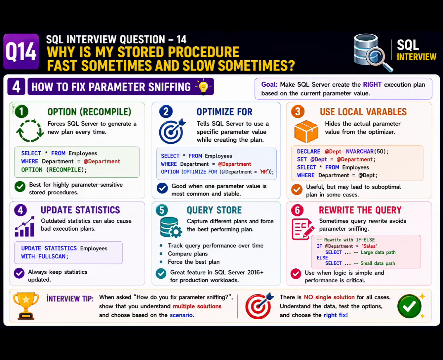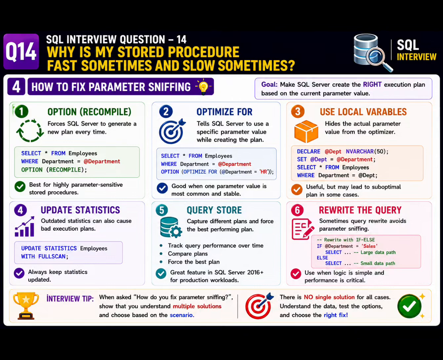Then solution 2 is OPTIMIZE FOR. This tells SQL Server to create the execution plan using a specific parameter value. In that also we have pros and cons. The advantage is stable performance for common parameter values. But the disadvantage is that it is not suitable if data distribution changes frequently.